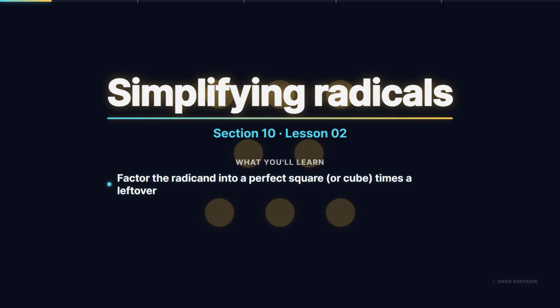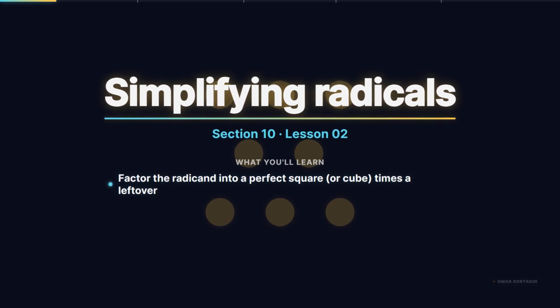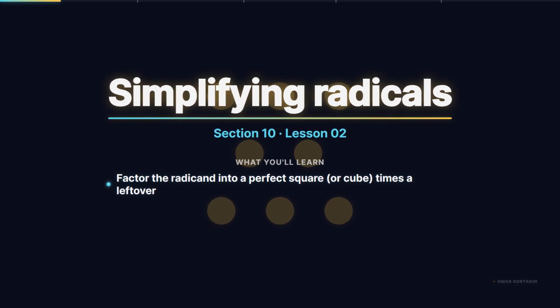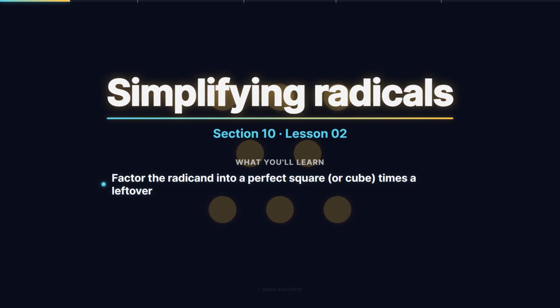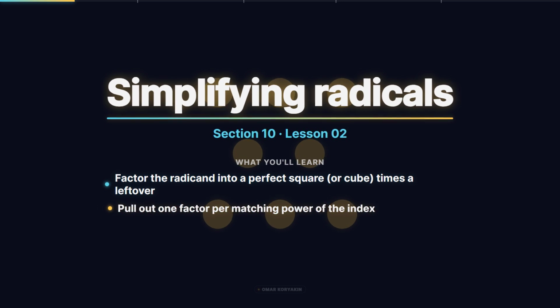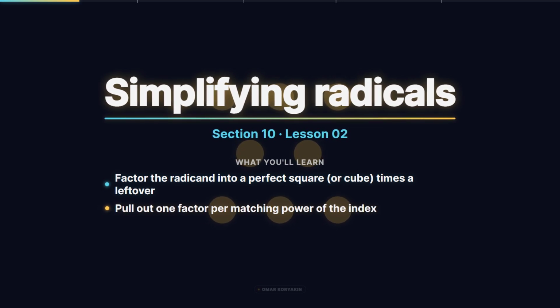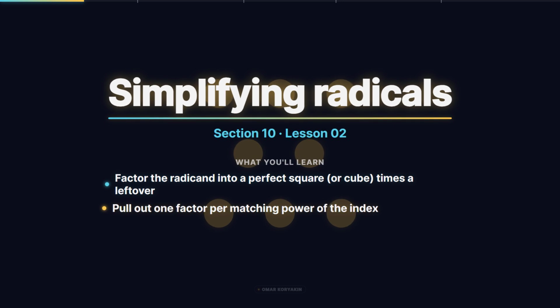The procedure has two steps. First, factor the radicand to expose the perfect power factors. Second, take the square root or cube root of each perfect power factor and write it outside the radical. What stays inside is the leftover that did not match.